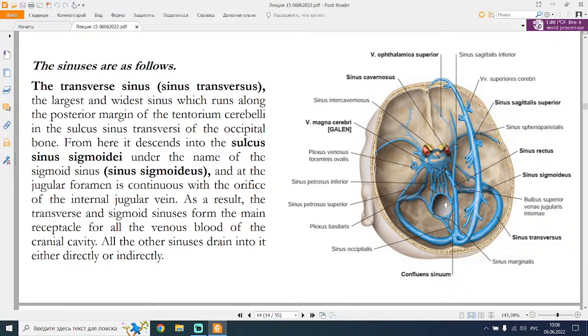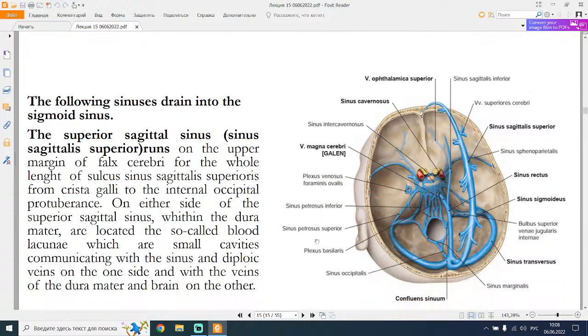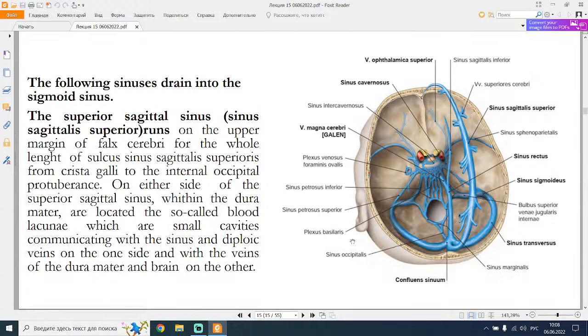This is sinus transversus, with continuation into sinus sigmoideus, which opens into the foramen jugulare, where the vena jugularis interna begins. The following sinuses drain into the sigmoid sinus.